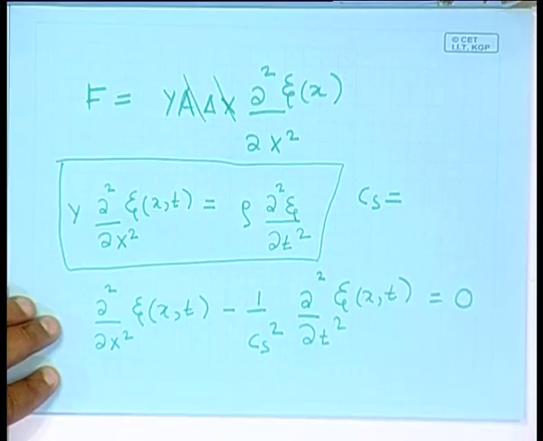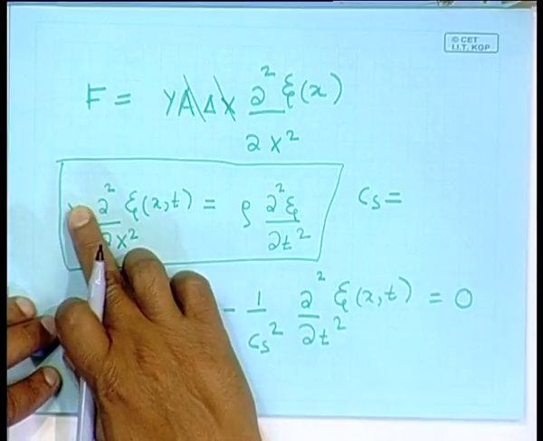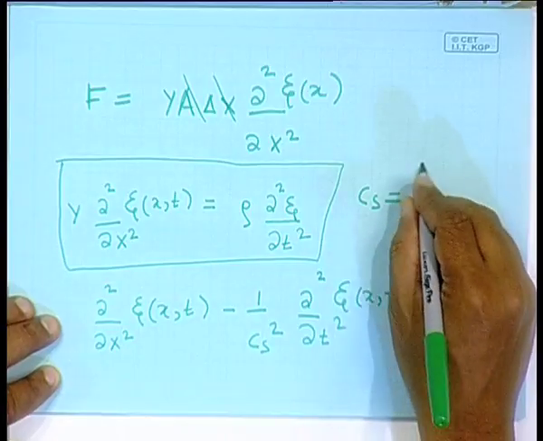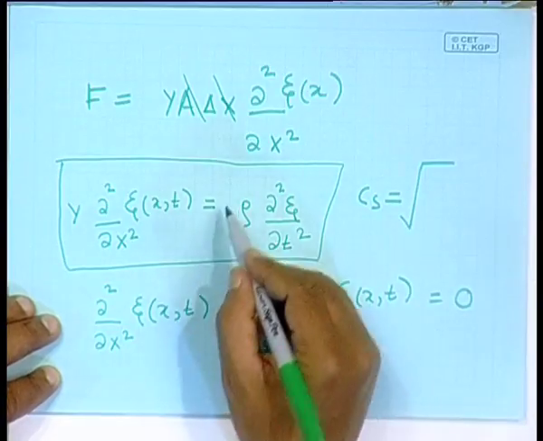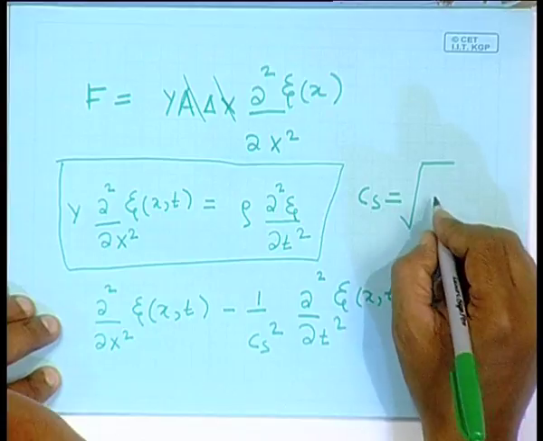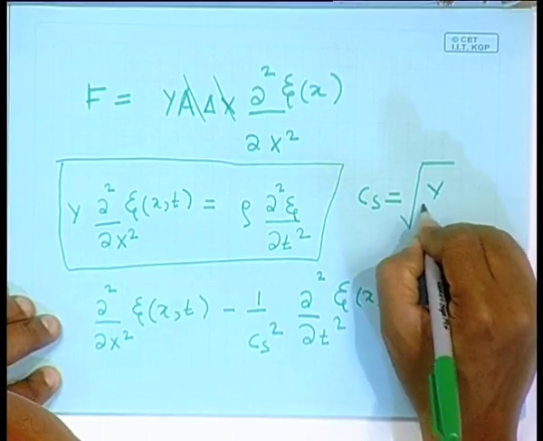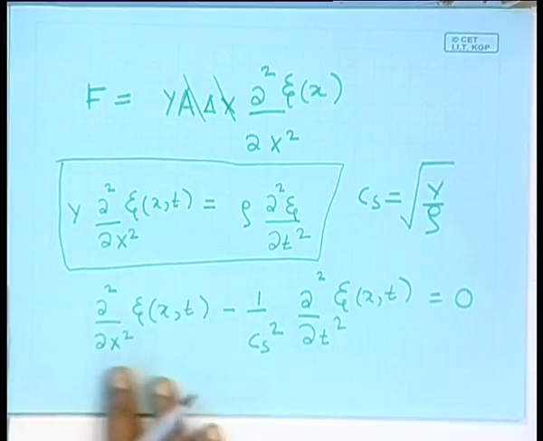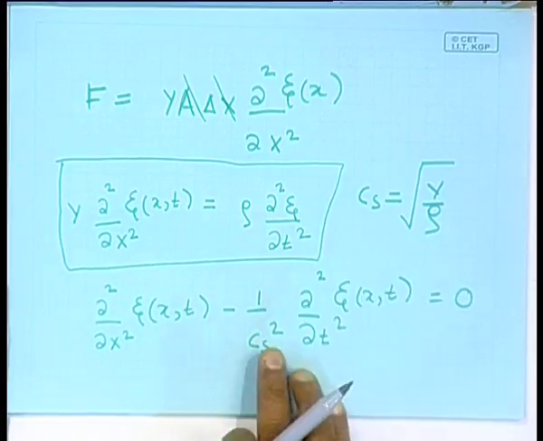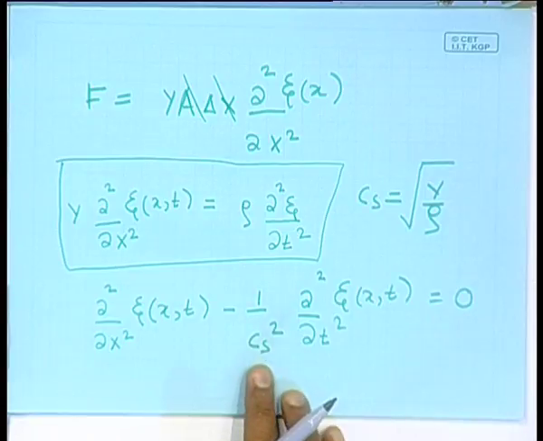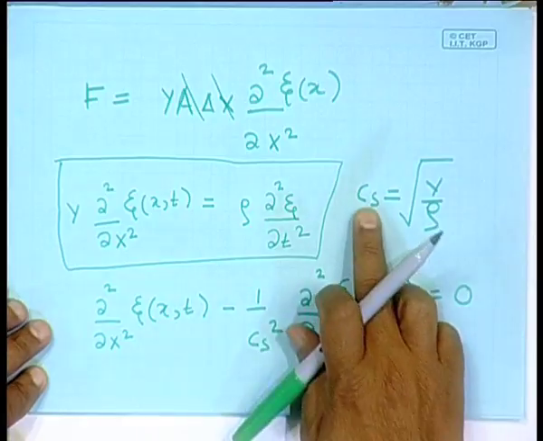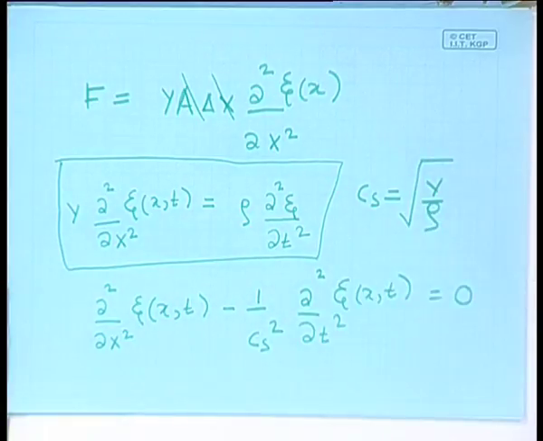You have to bring the Y over here, and then you can identify C s with the ratio of Y and rho. So, C s is the square root of Y divided by rho. We have written this equation in this form, where we have introduced this constant C s, whose significance we shall discuss shortly. C s is the square root of the ratio of the Young's modulus to the density of the material.